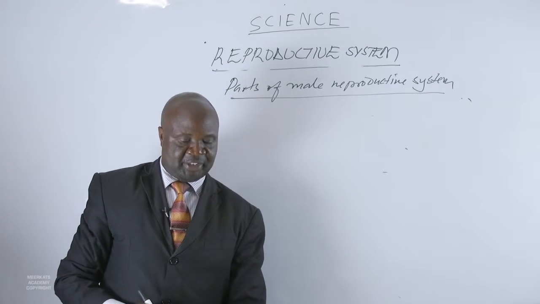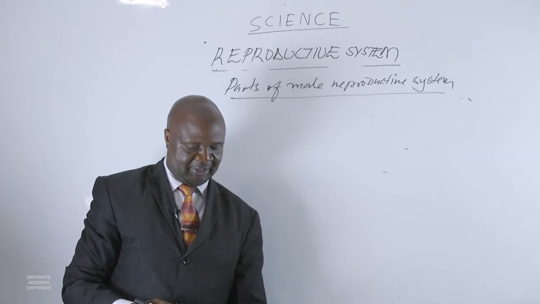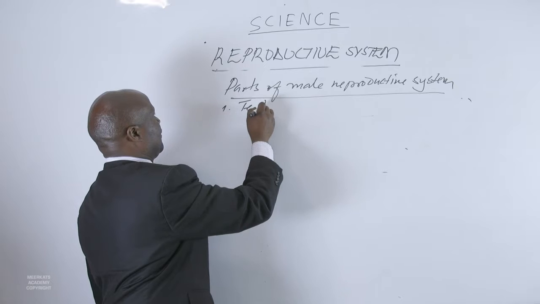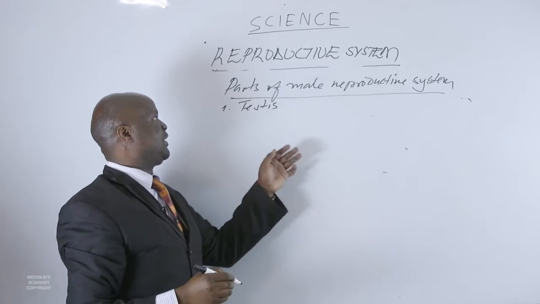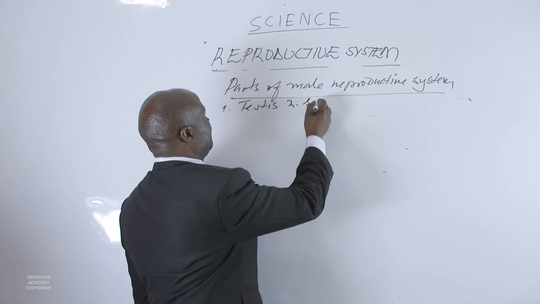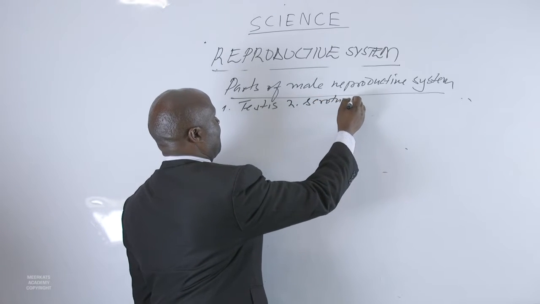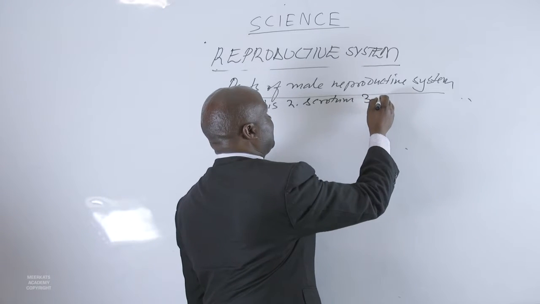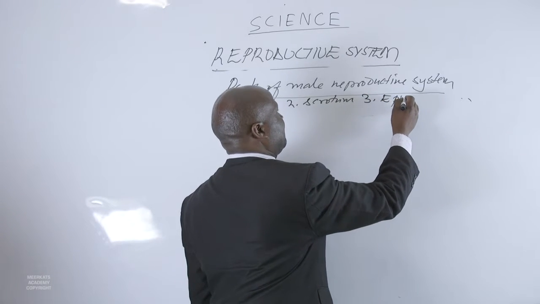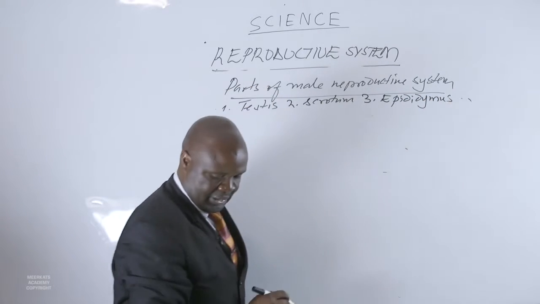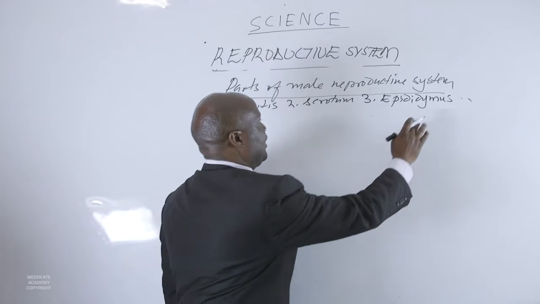Now, parts of the male reproductive system, what are these parts? The first part, we have the testes. We shall see the testes in a simple diagram. Then from the testes, we have the scrotum. We shall see it on the diagram. Then we have the epididymis. There is the epididymis. We shall also see the epididymis in our diagram.